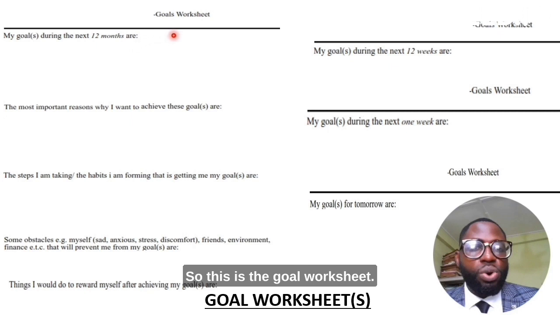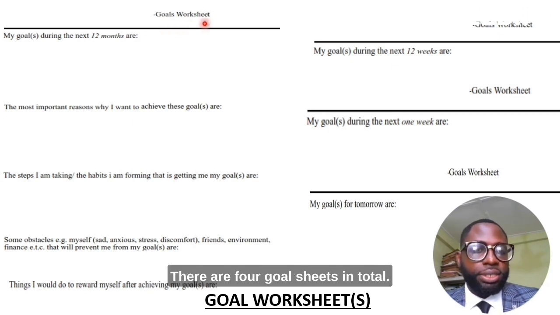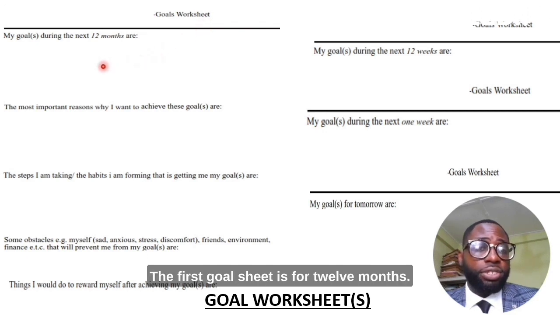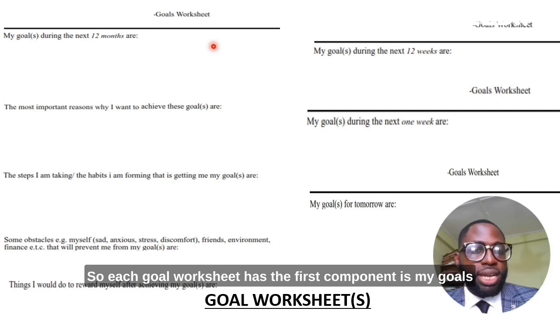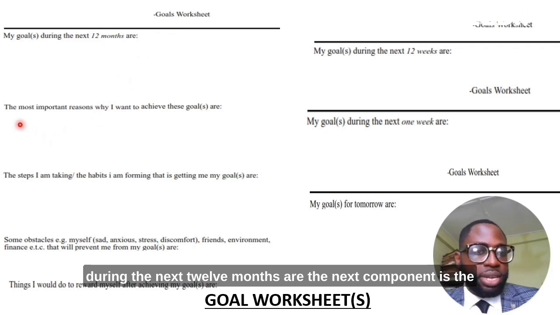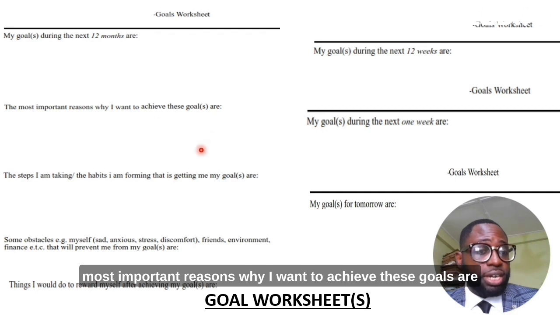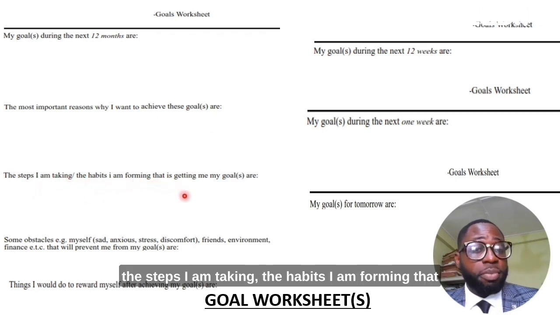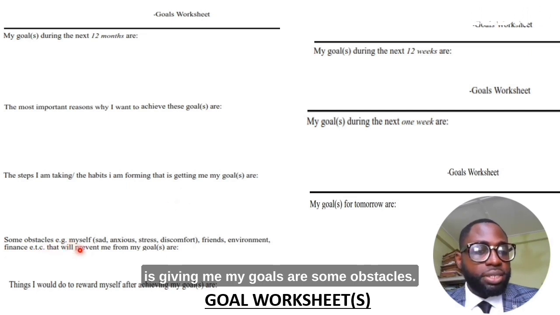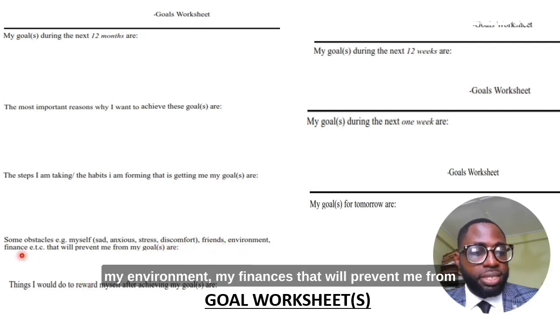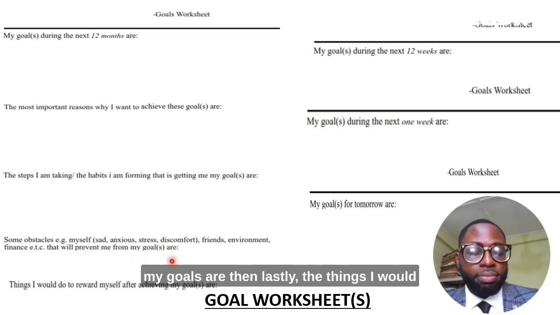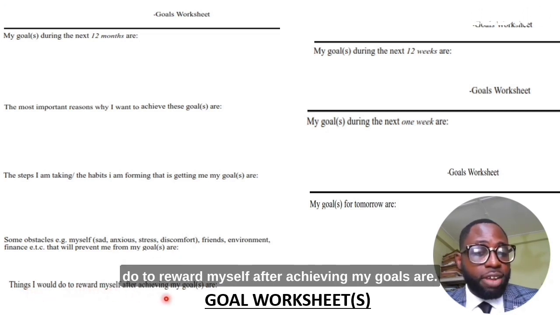Okay, so this is the goal worksheet. There are 4 goal sheets in total. It's basically the same thing. The first goal sheet is for 12 months. The next goal sheet is for 12 weeks, followed by 1 week, and followed by tomorrow's goals. So each goal worksheet has the first component: my goals during the next 12 months are. The next component is the most important reasons why I want to achieve these goals are. The steps I am taking, the habits I am forming that are giving me my goals are. Some obstacles, for example, myself, sadness, anxiety, stress, discomfort, my friends, my environment, my finances, that will prevent me from my goals are. Then lastly, the things I would do to reward myself after achieving my goals are.